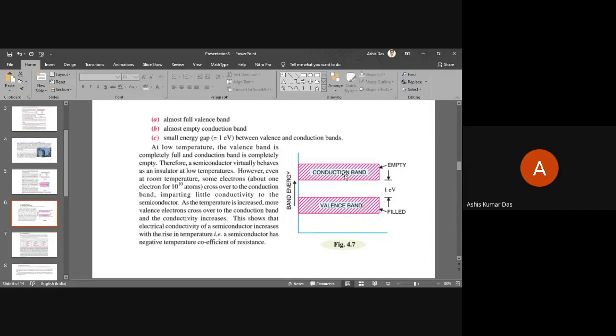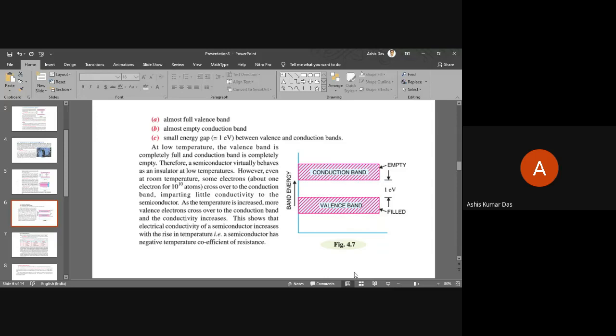Now, if you somehow increase the temperature, more valence electrons pass over to the conduction band, and the conductivity increases. That means when there are plenty of electrons in the conduction band, it will increase the conductivity of the semiconductor.